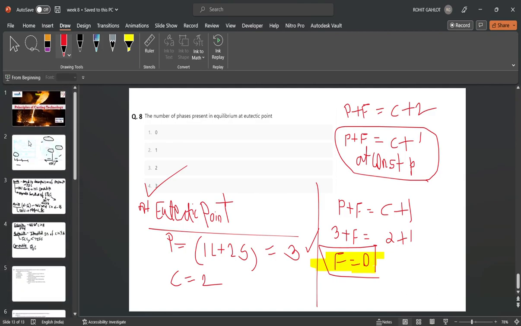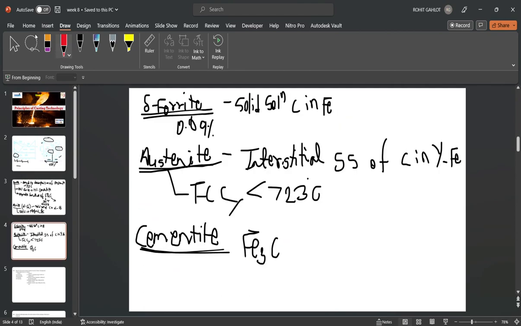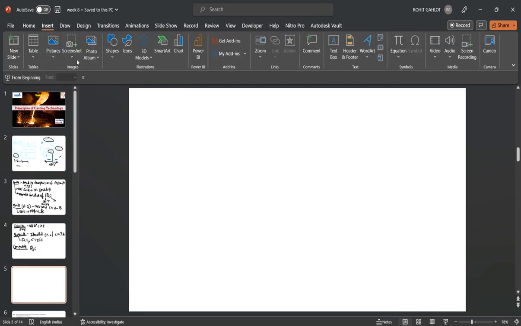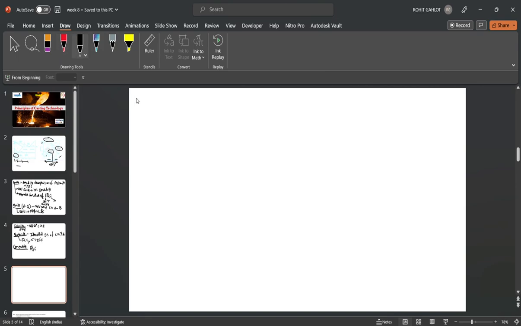Okay, then if we talk more about what we have discussed, there are three important transformations in the iron carbon diagram. So let's discuss this in detail.